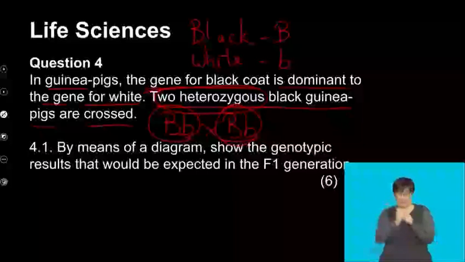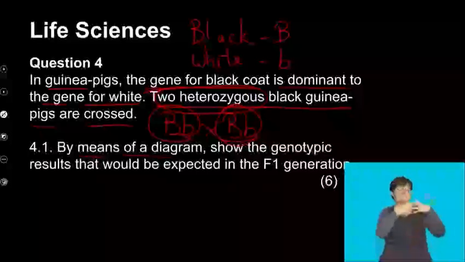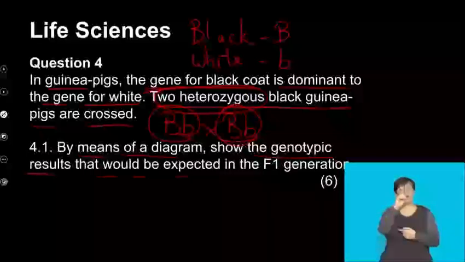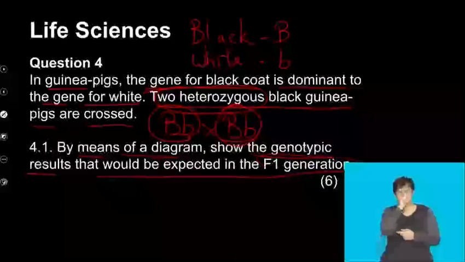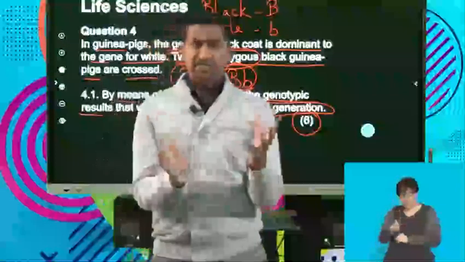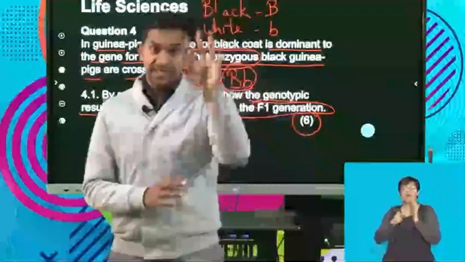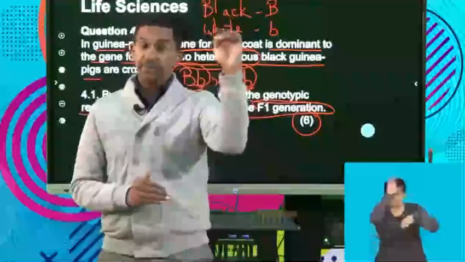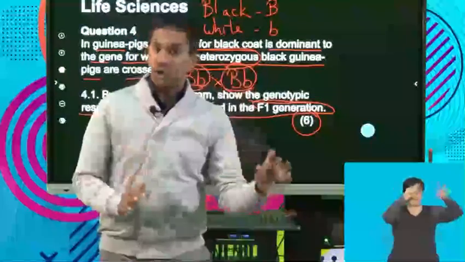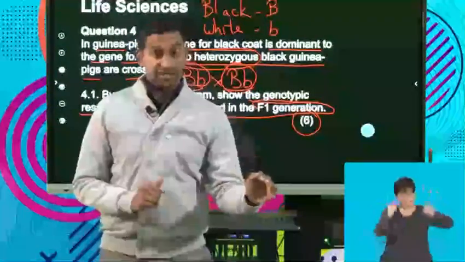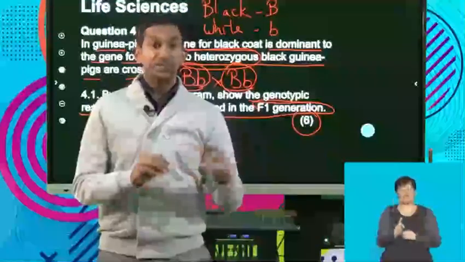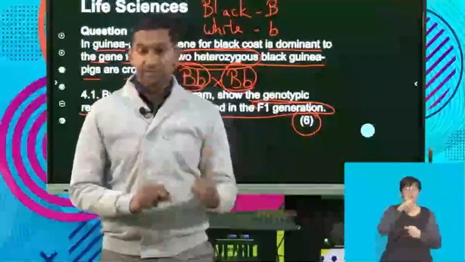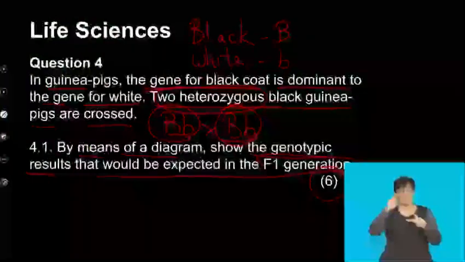By means of a genetic diagram, show the genotypic results that would be expected in the F1 generation. And this is key, guys. It's a 6-mark question. Guys, it's important that we realize that when it's a 6-mark question, you have to illustrate the entire genetic diagram from the parents using a Punnett square right till we get to the F1 generation, showing us the genotypes and phenotypes of the F1 generation. Let's try and do that as we wrap this segment up.